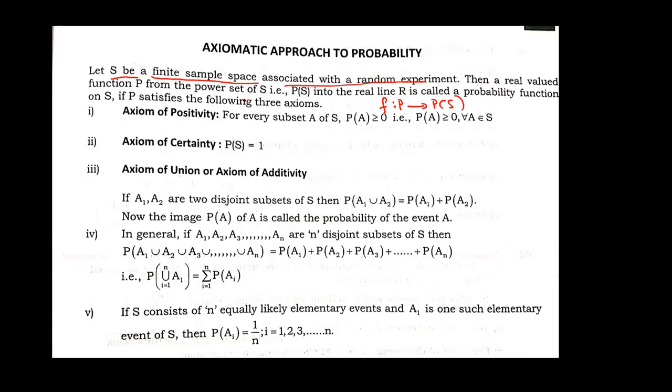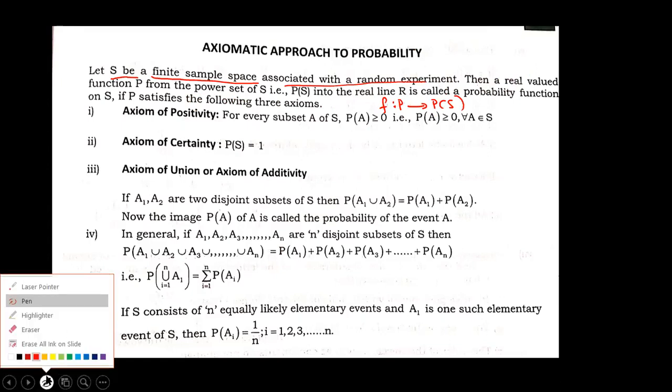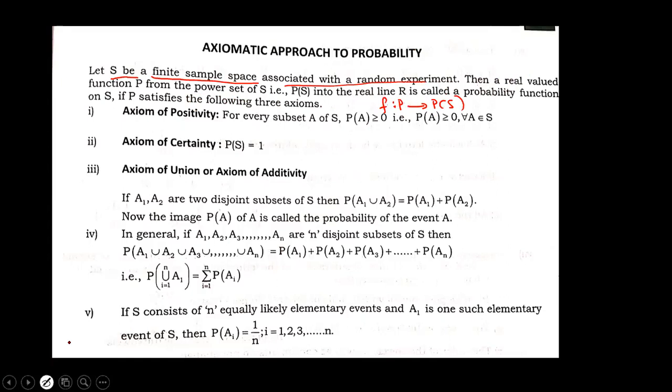See carefully, a real valued function from what is given? Real valued function means what here? P from the power set. What is the power set here? P of S into real numbers. It is a function defined, and is called a probability function on S if P satisfies the following three axioms.